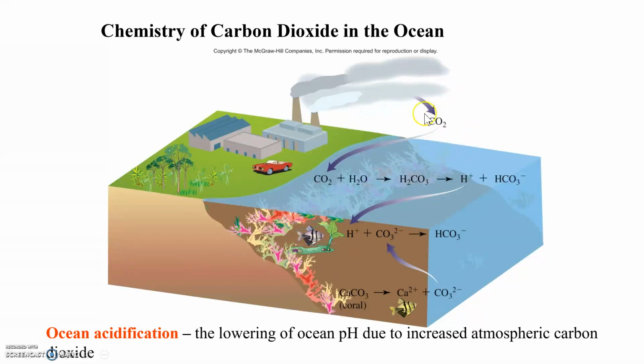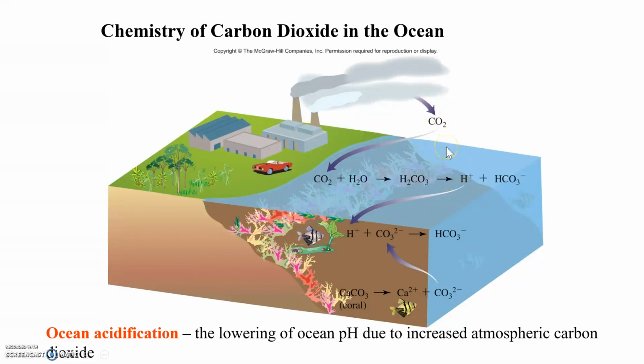When you have carbon dioxide in the gas phase in the atmosphere that is in contact with water, it will dissolve in the water. When carbon dioxide dissolves in water, it forms carbonic acid, H2CO3. Carbonic acid dissociates in water and gives us some hydrogen ions. Remember, if you increase your hydrogen ion concentration, you decrease your pH.